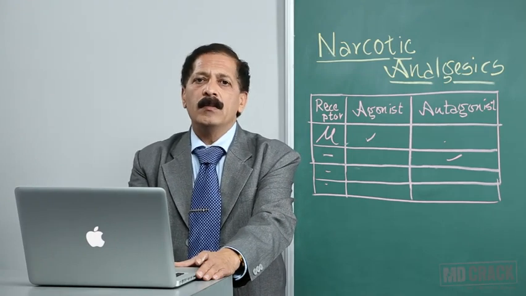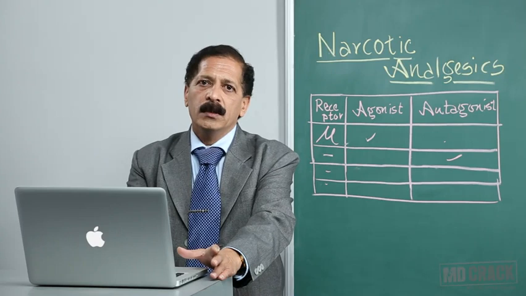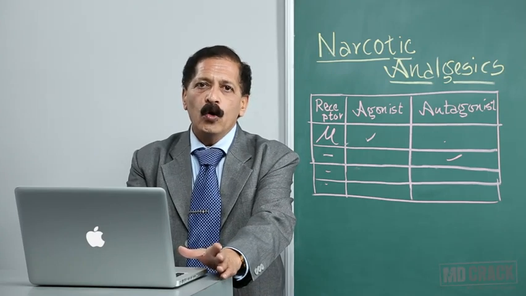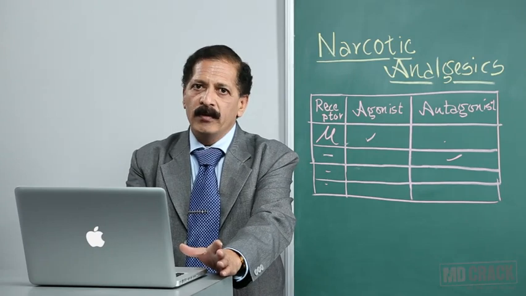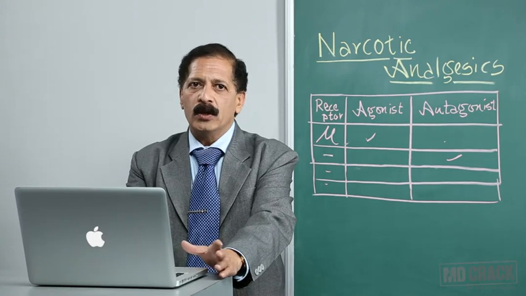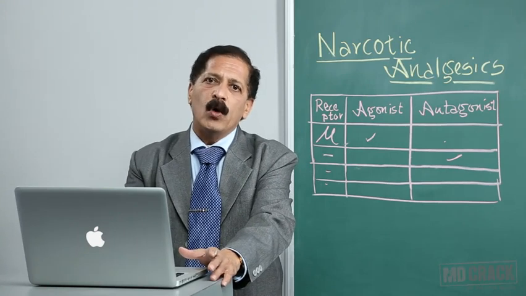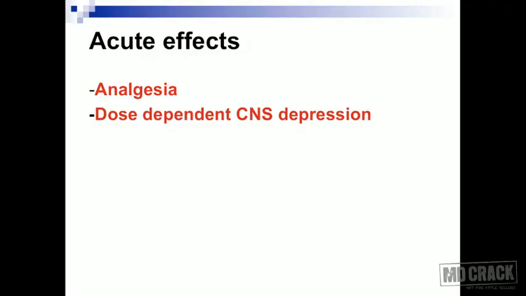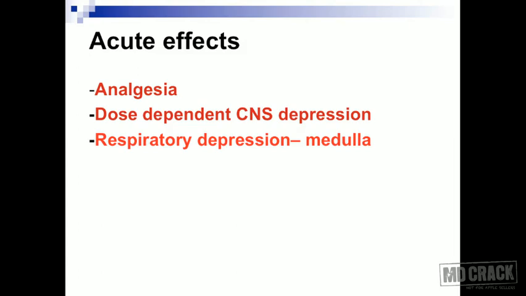We used this particular term when we started the central nervous system with sedatives and hypnotics. Dose-dependent CNS depression: you give a drug in a small dose, it is going to produce just sedation, or a little larger dose, hypnosis, or a little larger dose, more and more central nervous system depression. We have to remember the third most important thing with the narcotic analgesics is they are going to depress the central nervous system. And when the depression reaches the medulla and you have your vital centers, you're going to get respiratory depression. That's the most severe thing happening with the narcotic analgesics.